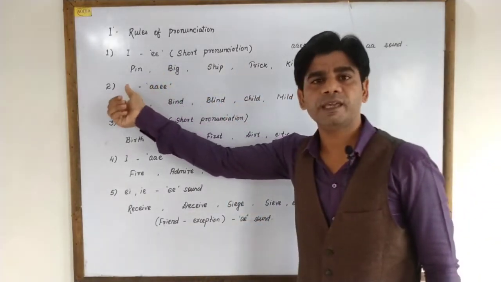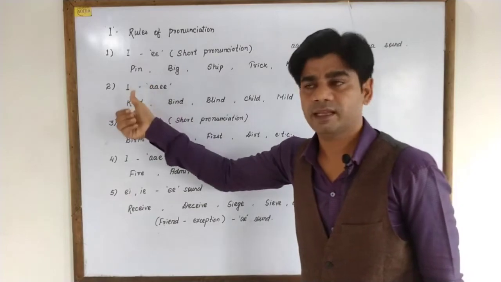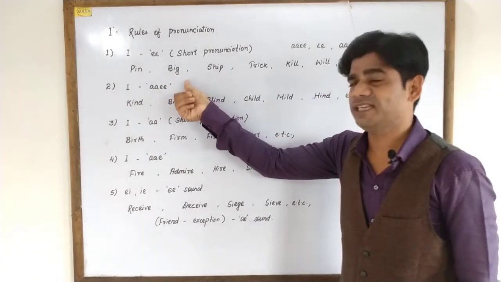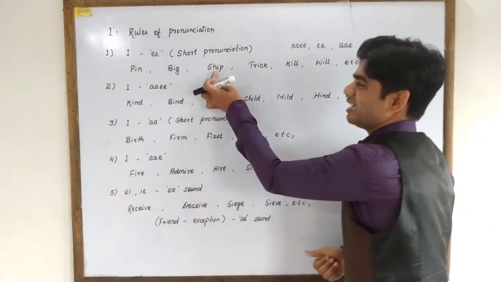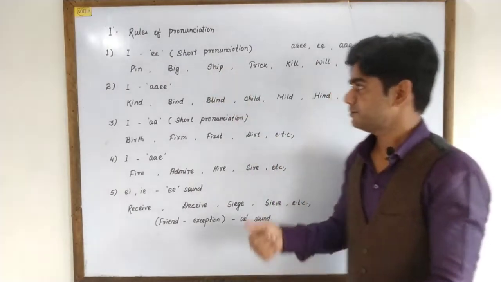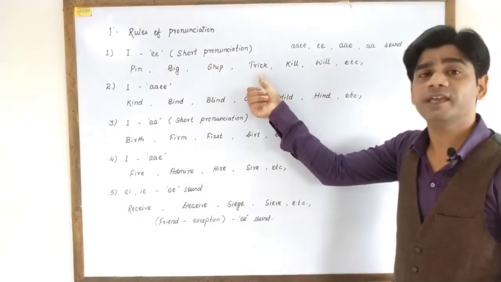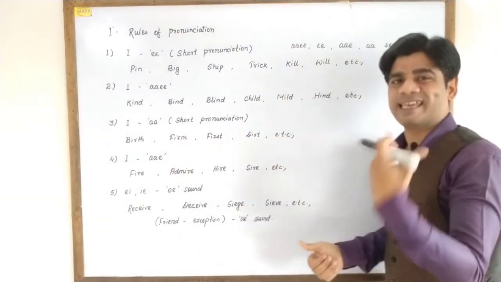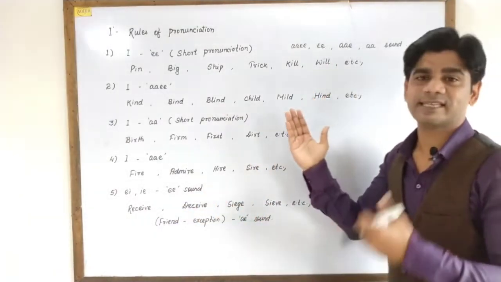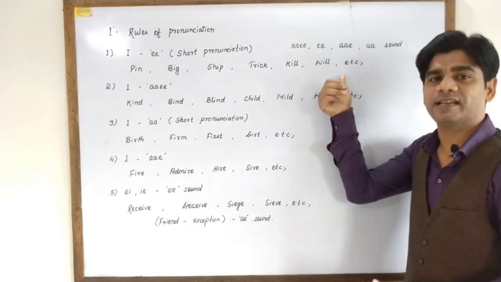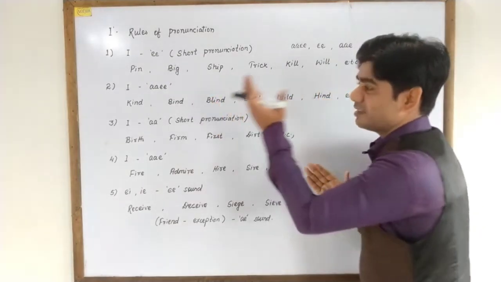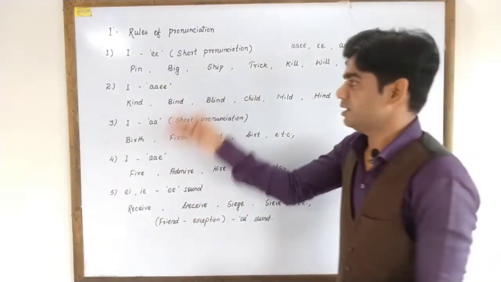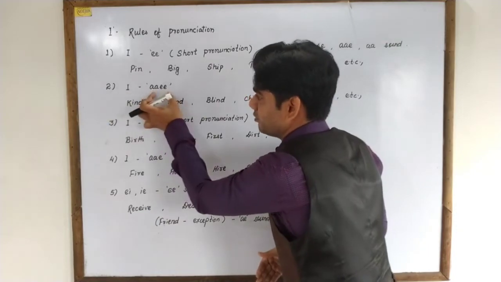For example, P-I-N, pin, not peen. B-I-G, big. S-H-I-P, ship. T-R-I-C-K, trick. K-I-L-L, kill, not keel. W-I-L-L, will. So these are the words that contain I letter and it is producing E sound. Now the next one, here we have a letter I and it is producing which sound?